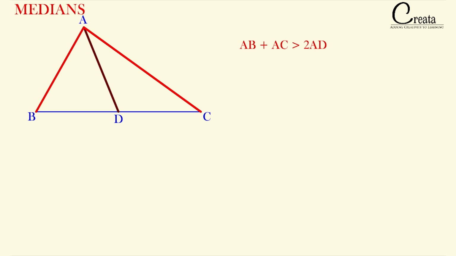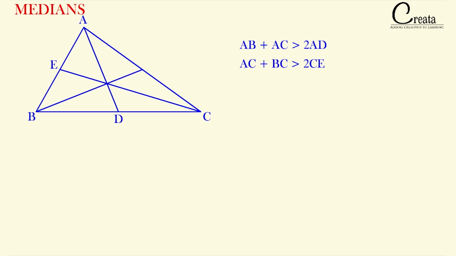Okay, got the concept? Similarly, if we talk about the median CE, then we can say AC plus BC is greater than twice of CE. Okay, we have taken the median between these two sides. Similarly, we can say AB plus BC is greater than twice of BF. We have applied the same fundamental in the three medians. This is an important relation, that is, the addition of two sides is greater than twice of the median which is between those two sides. Please note it down.